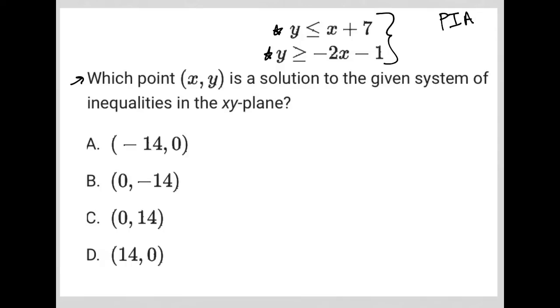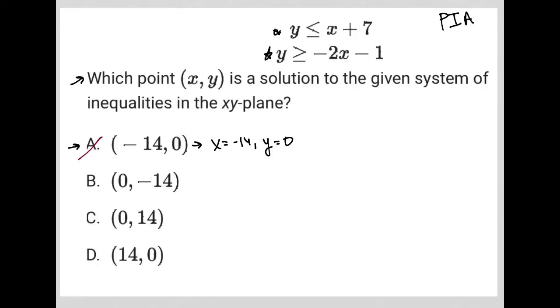How do we do that? Well, let's start off with answer choice A. So answer choice A is saying that when x is equal to negative 14, y is equal to 0. Well, let's try that with both of our inequalities. If y was 0 and x was negative 14, well, negative 14 plus 7 is negative 7, and this becomes not true, right? 0 is not less than or equal to negative 7. 0 is actually greater than negative 7. So choice A is automatically gone. I don't even have to try it with the second inequality.